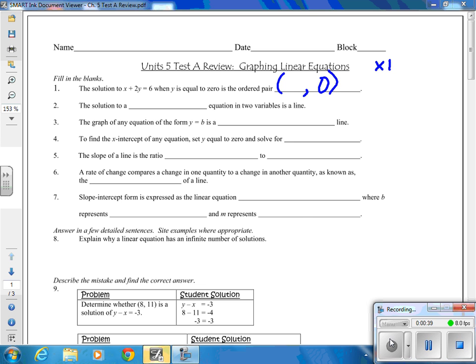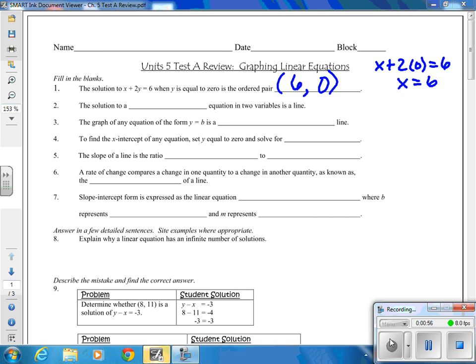So we have x plus 2 times 0 equals 6. 2 times 0 is 0, so really you are just left with x equals 6. Now that you know your x value, put that in the ordered pair, and your ordered pair is (6, 0). And that, remember, is the x-intercept to that equation as well.